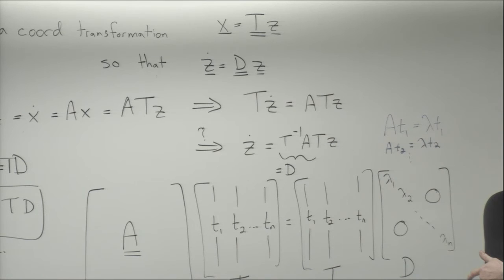Okay, so the last bit of this is kind of neat. This is really, really easy to code up in MATLAB. MATLAB has built-in eigenvalue and eigenvector solvers that are super fast. So in MATLAB, you would just say T, D equals eig of A. That's it.